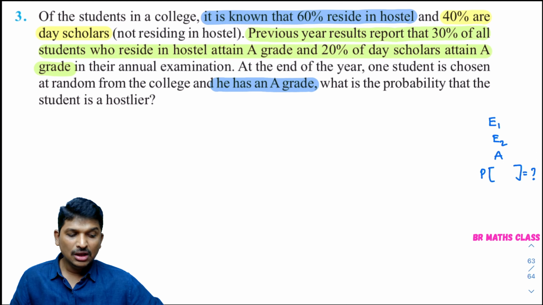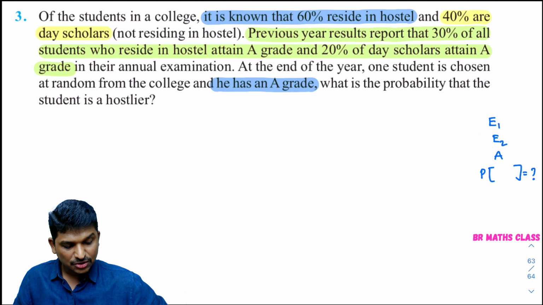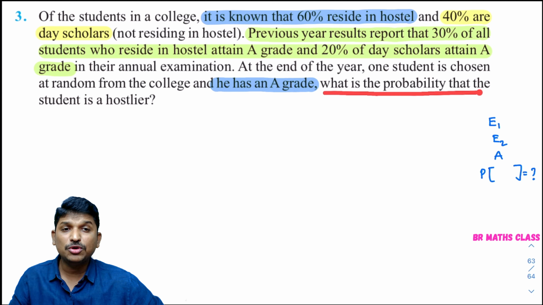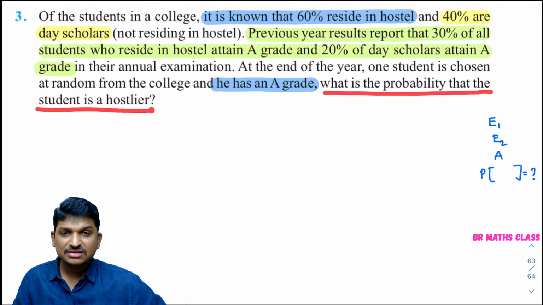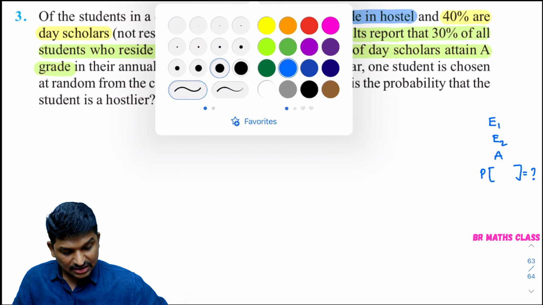How to identify Eis? First point, I said in the last problem also, based on what they are asking in the question, we can decide. You see what they are asking in the question, please observe. What is the probability that? That means this is the question here. What is the probability that the student is hostler?